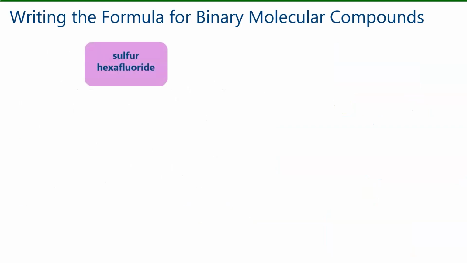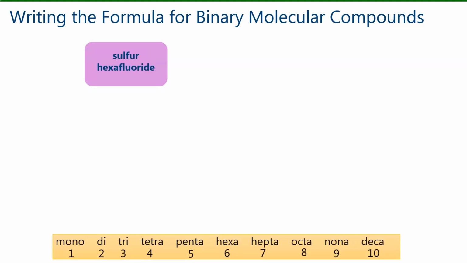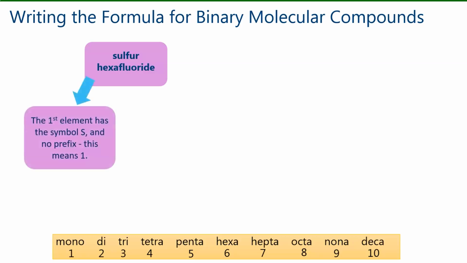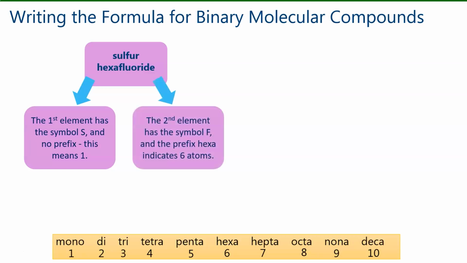Our next example is sulfur hexafluoride. Down on the bottom of this slide, you'll see the numbers that refer to each prefix. And the first thing we're going to do is name the first element and how many there are. So our first element is sulfur, and the chemical symbol for sulfur is S, and there's no prefix. That means that there is 1. Our second element is hexafluoride, and fluoride is fluorine. Chemical symbol is F, and hexa, if we look at the chart, there's 6. So we have 6F. Now we're going to write the formula. We have SF6. Let's try another one.